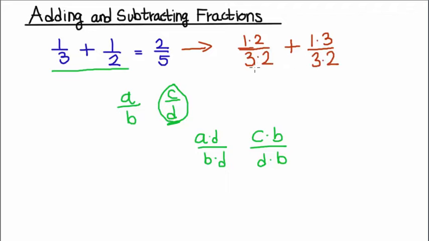And now you notice that both of the denominators are the same, and therefore I can simplify this to give me 1 times 2, or simply 2, divided by 3 times 2, which is simply 6. The plus stays the same, and then 1 times 3 becomes 3, and 2 times 3, or 3 times 2, becomes 6. So this, 1 divided by 3 plus 1 divided by 2, is the same thing as saying 2 divided by 6 plus 3 divided by 6.